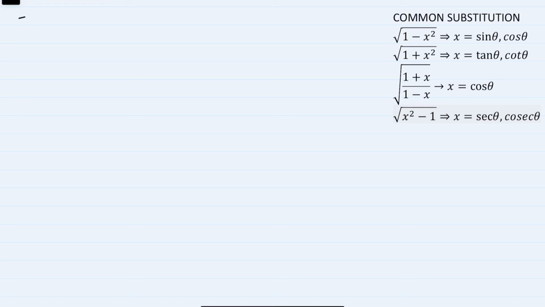Let us now move to our next sum. Tan inverse of under root 1 plus x square, plus 1 upon x.